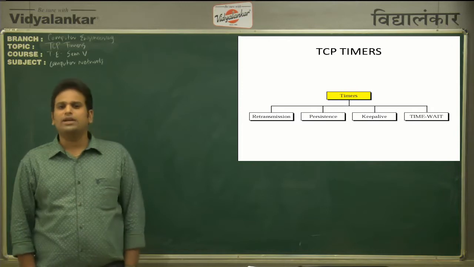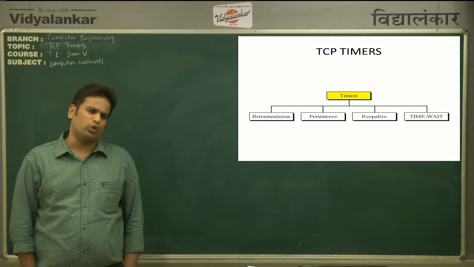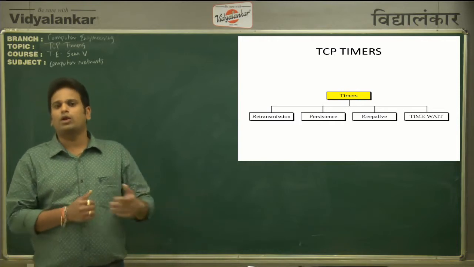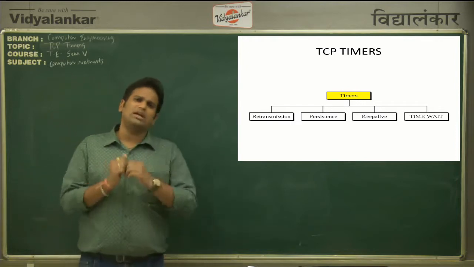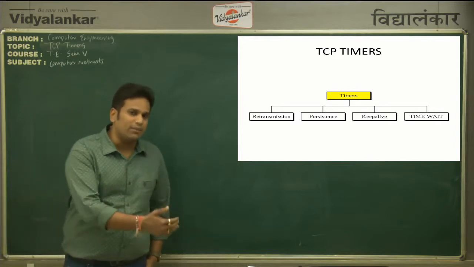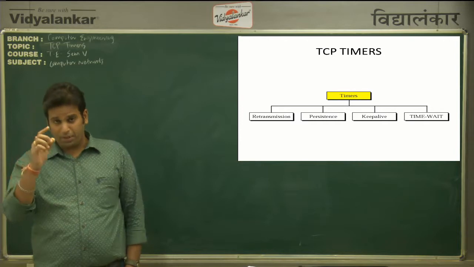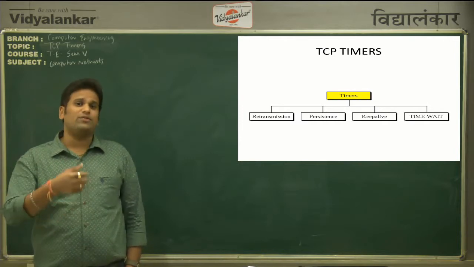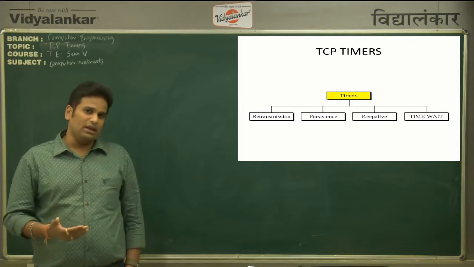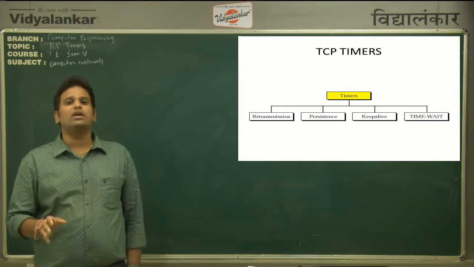This timer is set because, as you know, TCP is a reliable protocol. Whenever it sends a segment, it needs to wait till it gets an acknowledgement. But till what time will the sender wait? What if the segment is lost? So whenever you send a segment, the sender will start a retransmission timer. If the sender does not receive any acknowledgement before the timer expires, then it is going to retransmit the segment. So this is the retransmission timer.